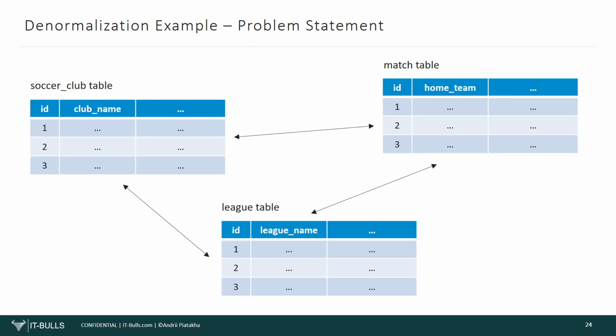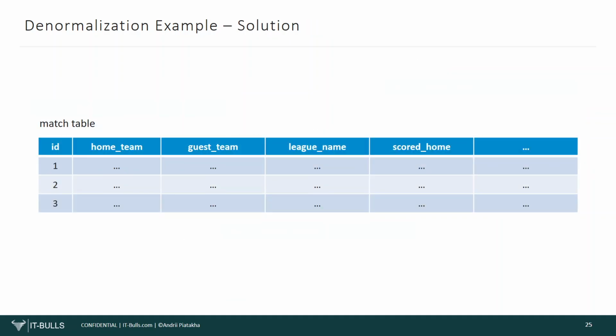Do you understand now how better performance of reading operations is achieved? Imagine you need to read all matches data in a normalized database, and you query in different tables. And in a denormalized database, you request all data from one place. Do you understand the main idea of denormalization?